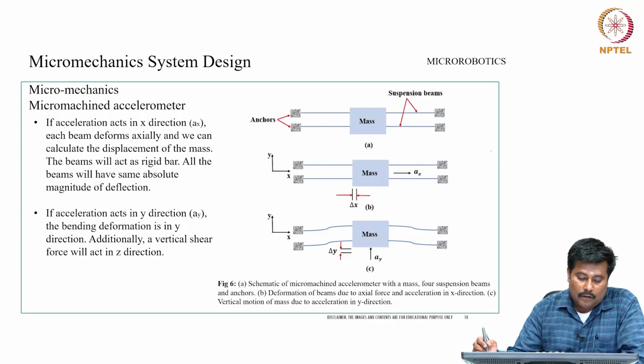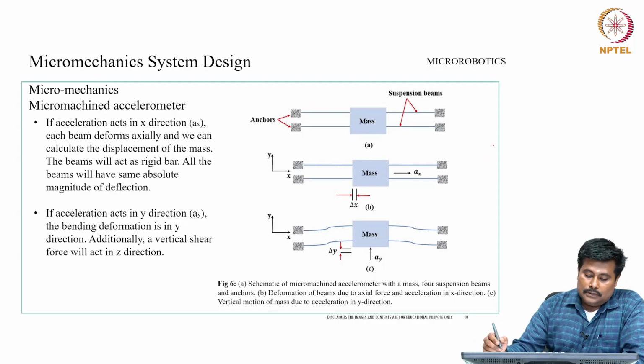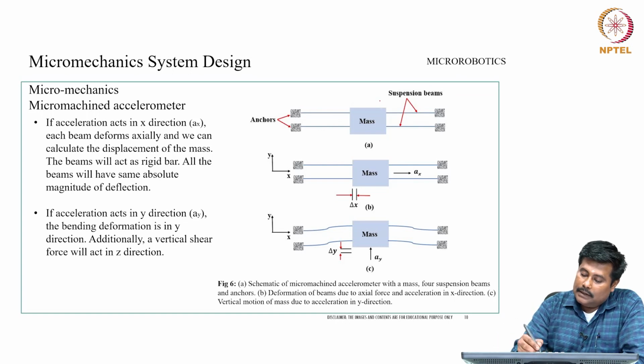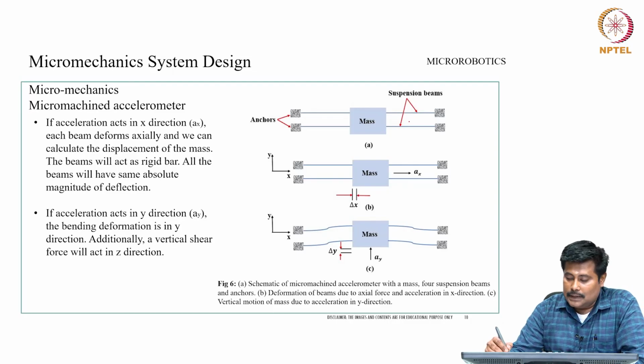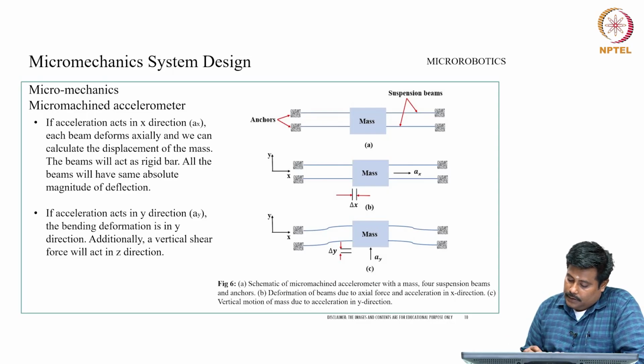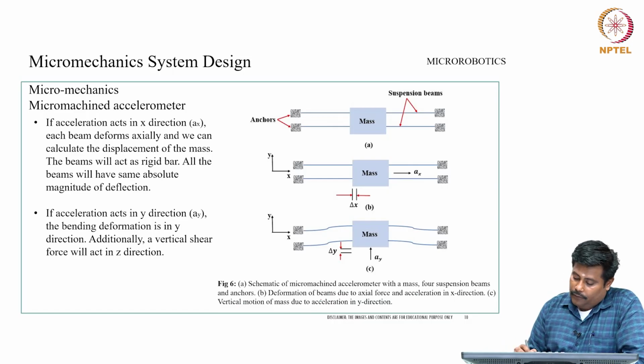This is an example of a simple micromachined accelerometer. In this accelerometer, we have a mass in place, then there are two anchors, and then there are two suspension beams. If we closely observe this schematic, a micromachined accelerometer with the mass has 4 suspension beams and anchors. Now, deformation of the beam is due to axial force and acceleration in the x direction, and vertical motion of the mass is due to acceleration in the y direction.